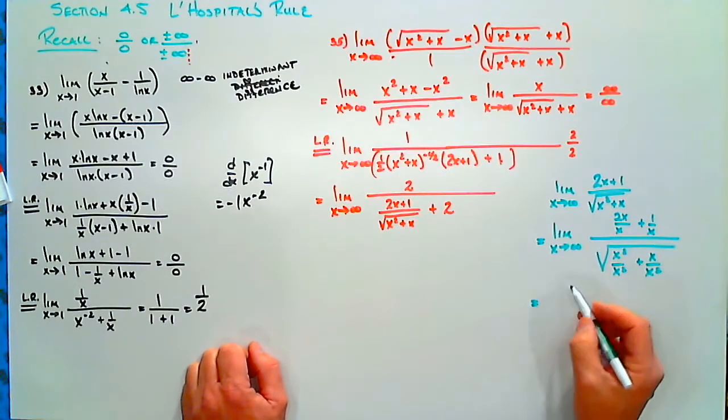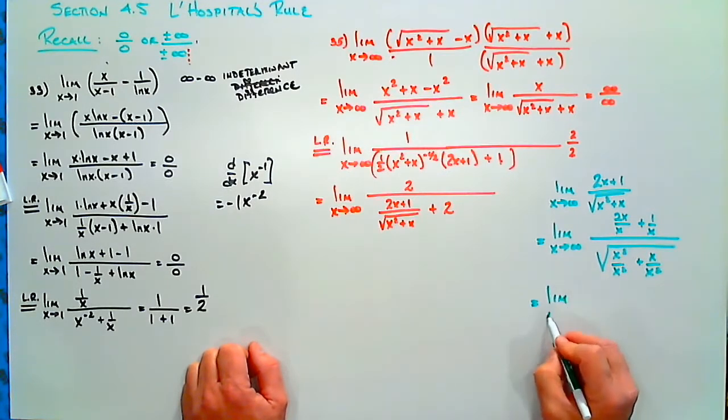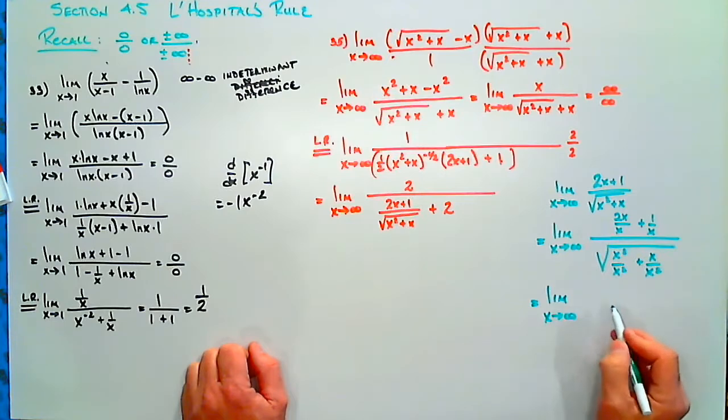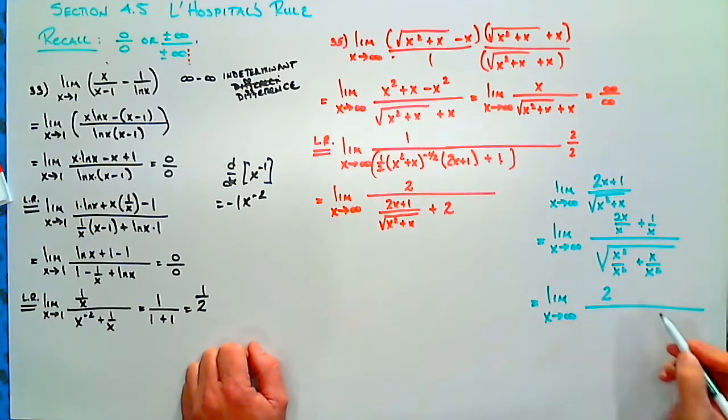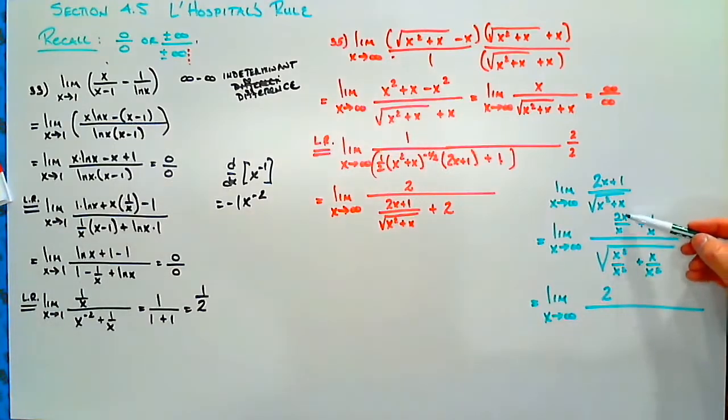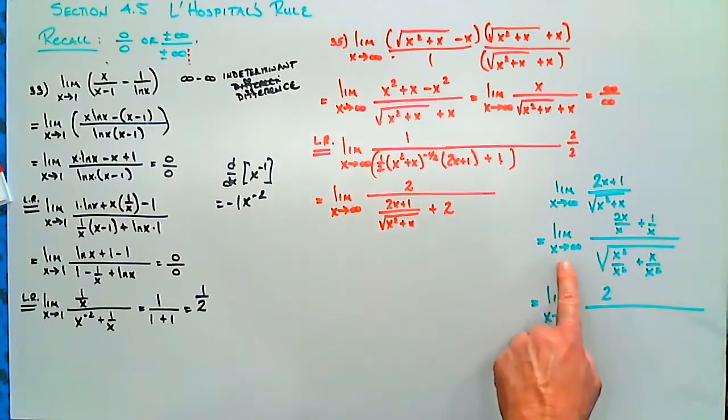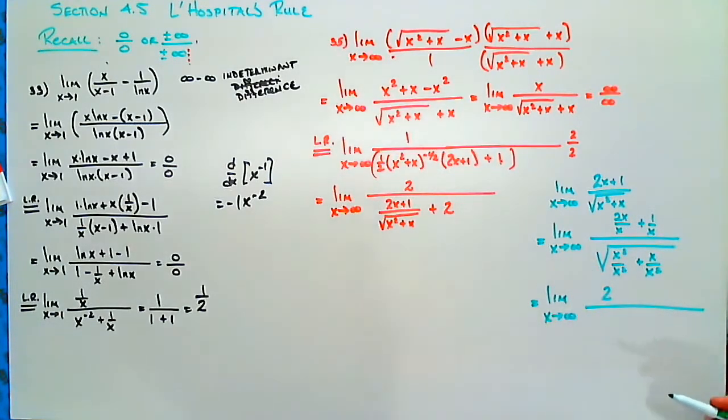Now, if we simplify this, just do the algebra. We get the limit as x goes to infinity. What are we left with? Well, 2x divided by x is 2. Remember, we can cancel an x with an x as long as they're not 0, and as we approach infinity, they're not 0.